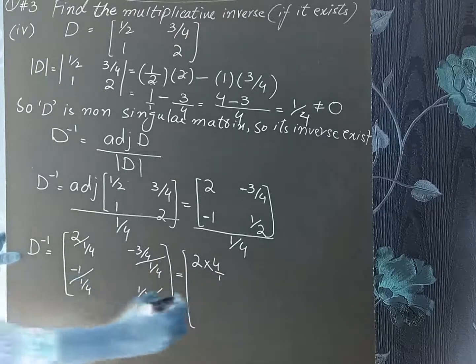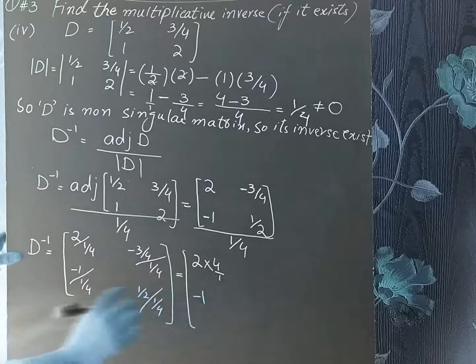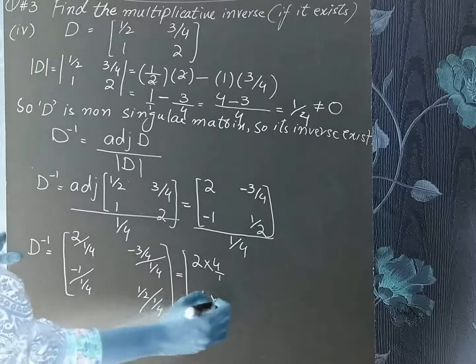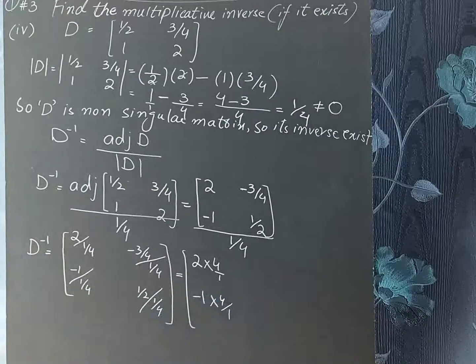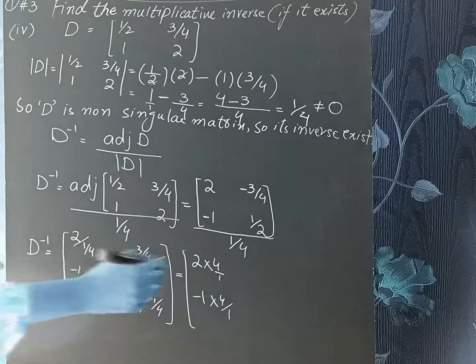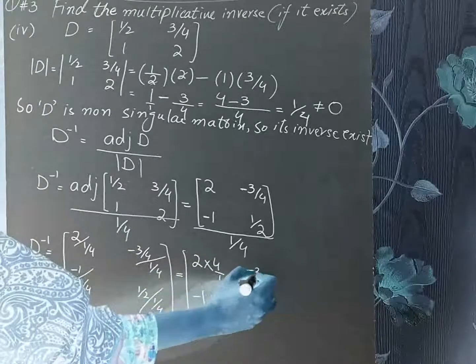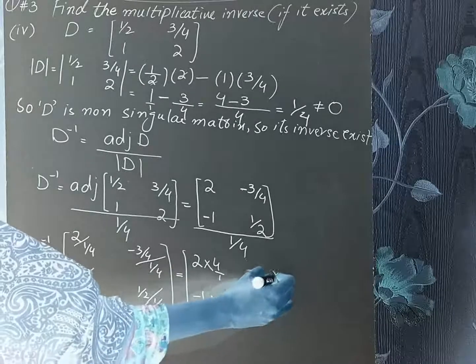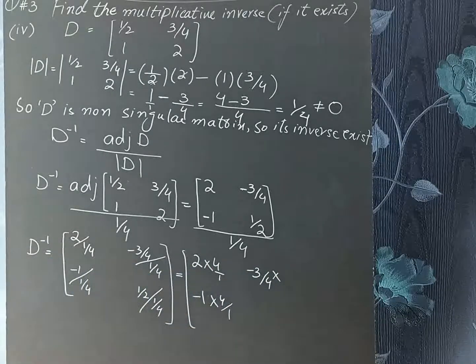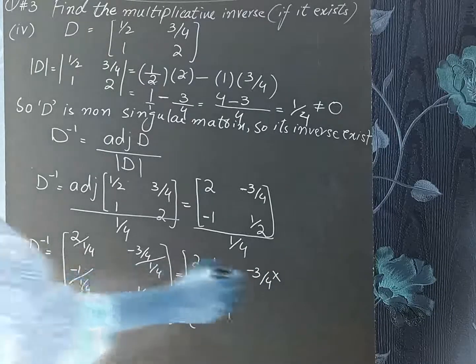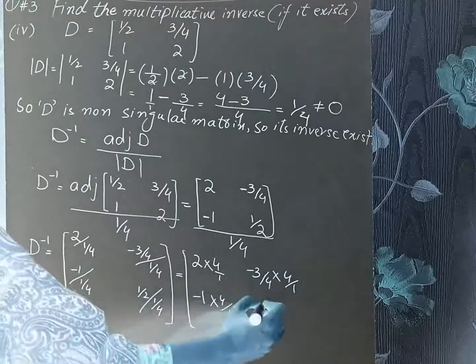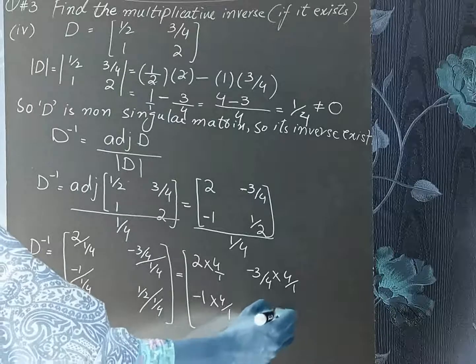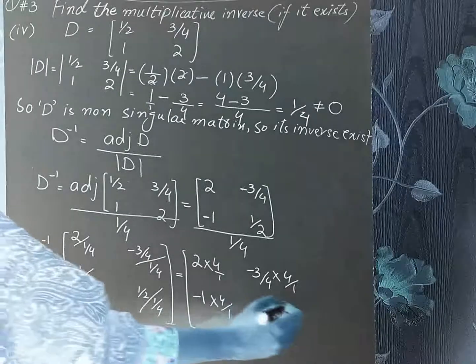Here this is minus 1. Division is changed into multiplication, and 1 over 4 is 4 over 1. Same like this, minus 3 over 4 is the numerator, multiplied, because this division is changed into multiplication, and 1 over 4 is now 4 over 1. Here the numerator is 1 over 2 multiplied by 4 over 1.